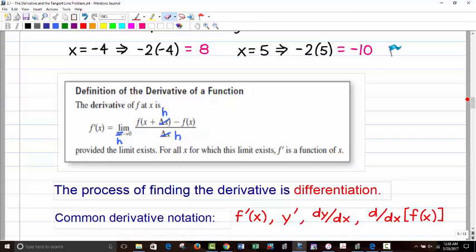Now, this limit that we just found now has a name, and a very important name throughout the use of calculus: the derivative of a function.